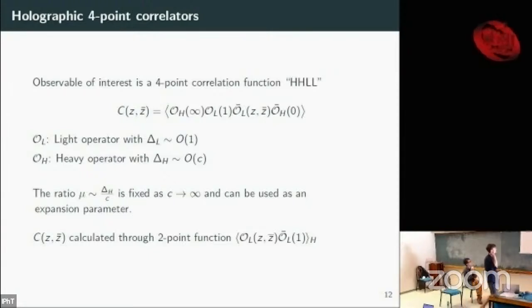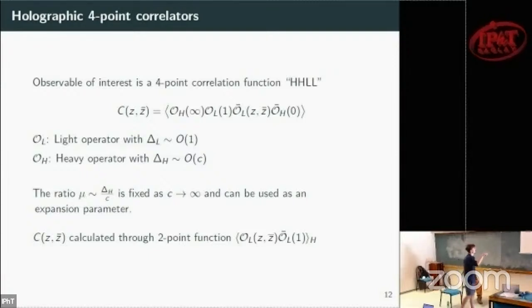So let me just start from the very basics. Details are going to be lacking, and references again are going to be lacking, but just ask if you want to know where something was done. So as I said, you start with some CFT correlator of this form where you have two heavy and two light operators. The light operators, we have in mind as some probe.